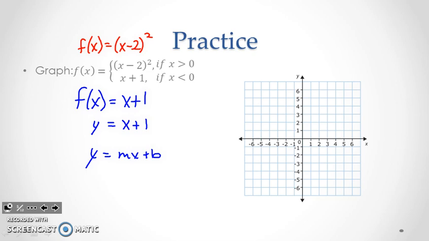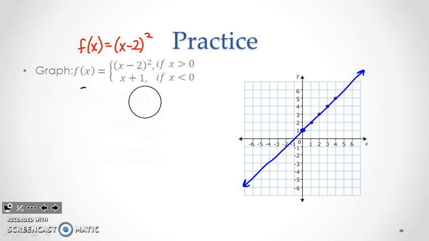So you're going to have a y-intercept at 1, and then my slope of this is 1. So that'd be 1 over 1. I'm going to go up 1 to the right 1, up 1 to the right 1, up 1 to the right 1, up 1 to the right 1, all the way through. And I'm then going to draw this line. Okay, so that's my function there. All right, so I've graphed my first function.